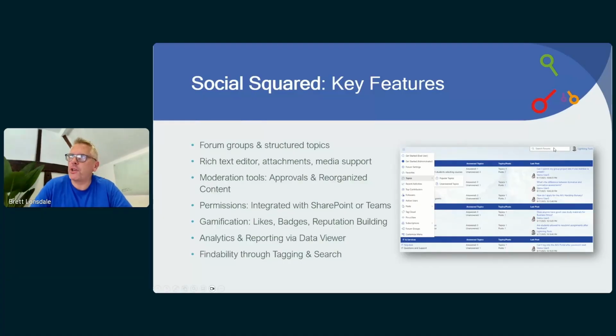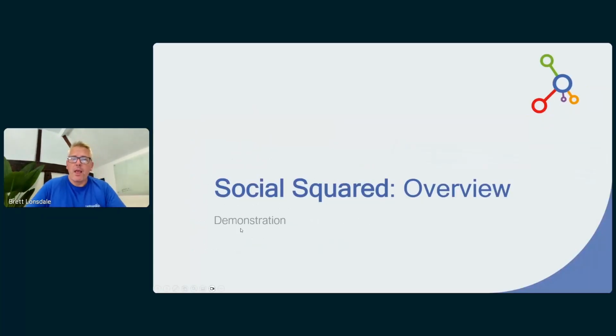And finally, we have findability. So there's the ability to search. You can search anyway through SharePoint, but you can also search within the dedicated Social Squared search, which means you're just searching the forum or the forum groups that you want to search within in order to be able to find the content. And each post, just like a LinkedIn post, can also be tagged. And those tags are also searchable, but you also have a tag cloud, which allows you to easily find different topics that may span multiple forums and see those all in one place. So we'll jump into the demonstration and have a look at this.